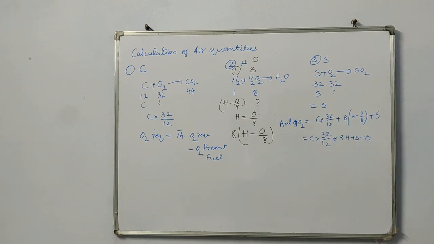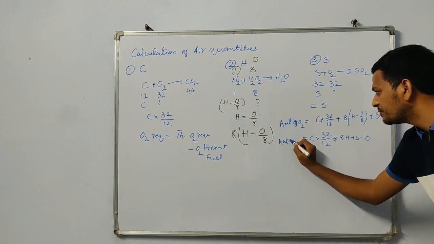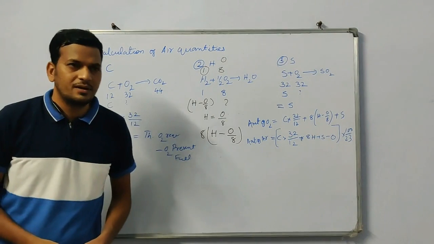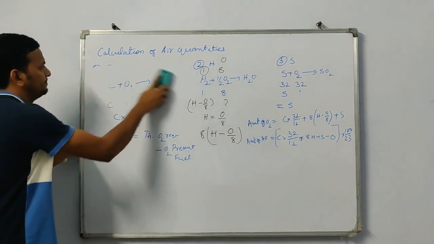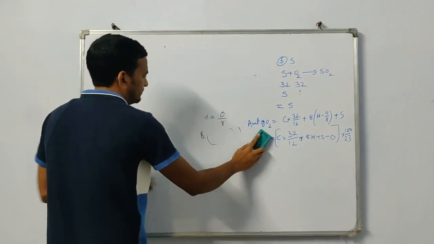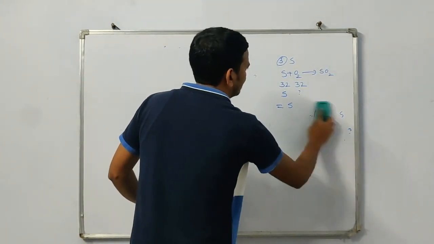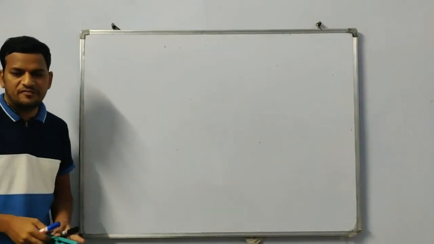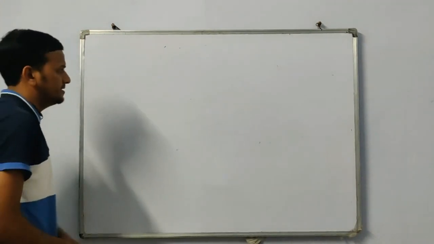Actually we are not supplying pure oxygen, so I will write it as amount of air. When we take it in grams, it is multiplied by 100/23, because air contains 23% of oxygen by weight. Now we will do some numericals based on this. We will do some weight calculation, and after that we will do some volume calculation in this lecture.